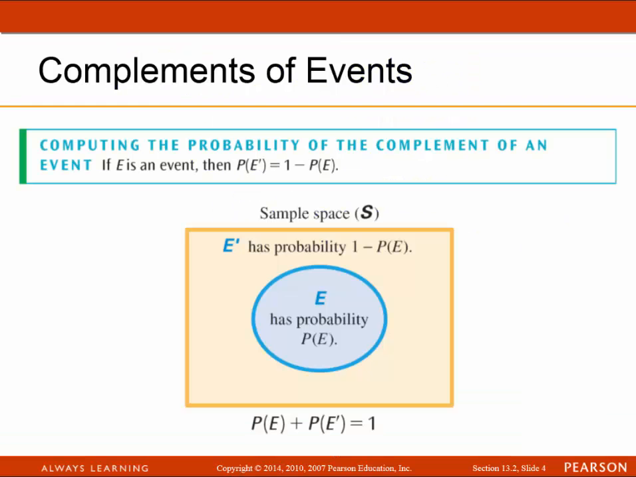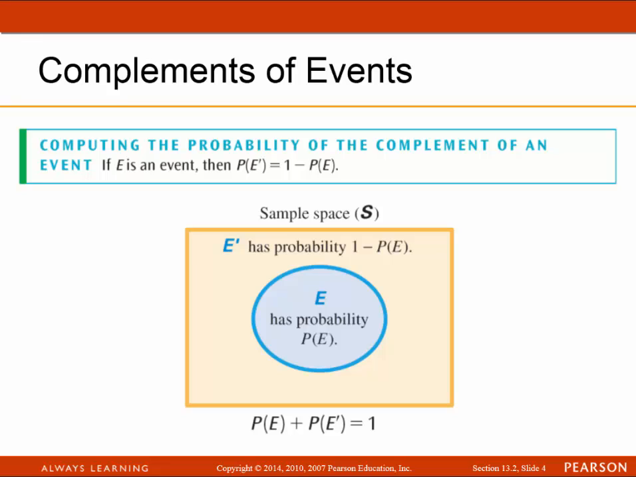So the first thing we're going to talk about is computing the probability of a complement of an event. If you remember from section 13.1, we said that if we added up the probability of all the events in the sample space, it has to add up to 1. So let's say there are only two possibilities. Let's go back to the iPhone: defective or not defective. If we know the probability that it is not defective, then we can calculate the probability that it is defective simply by subtracting that from 1. So if E is an event, then P of E prime is equal to 1 minus the probability of E.